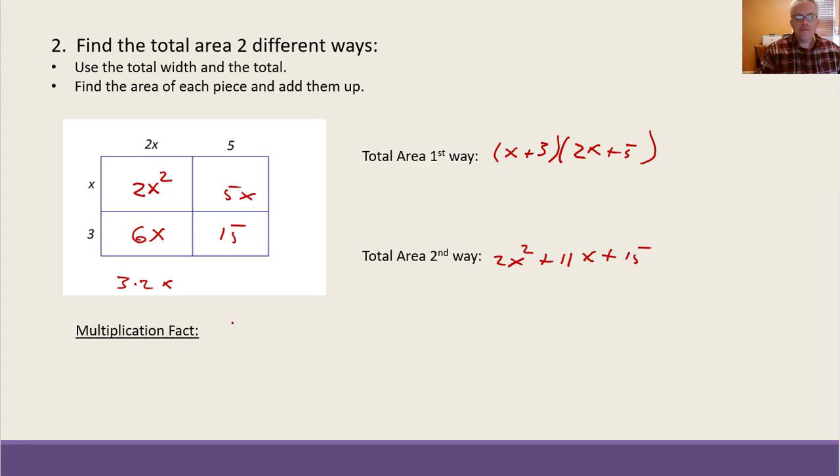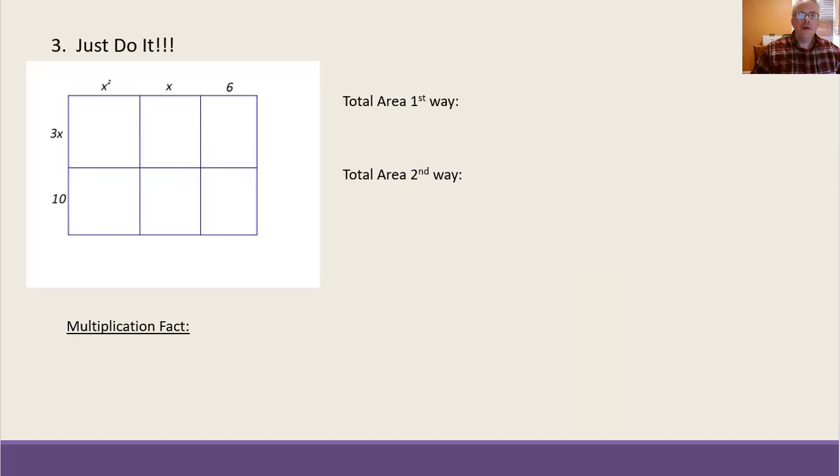So the multiplication fact we get from this figure is that x plus 3 times 2x plus 5 should equal 2x squared plus 11x plus 15. This is really the same thing we were doing last time, except now we're setting these two expressions equal to each other. All right, this one's a little bit bigger.